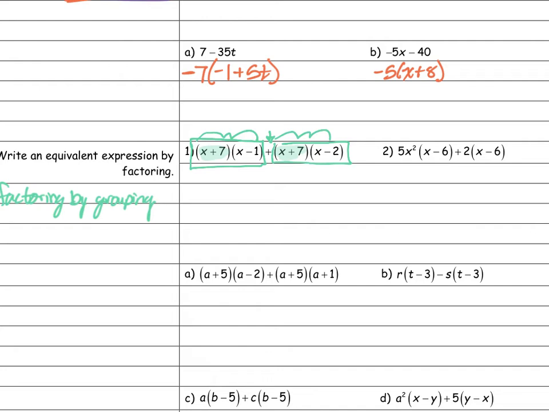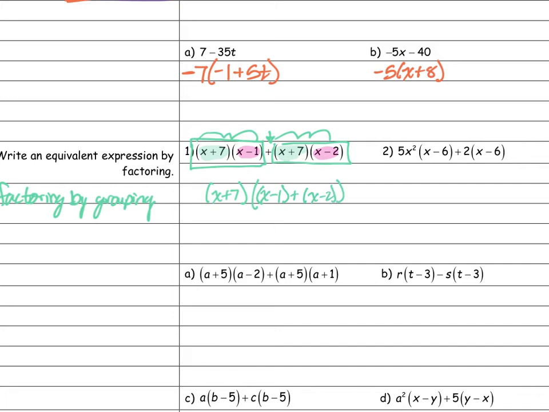So I want to find out what it has in common. And what it had in common was that x plus 7. So I'm going to factor out x plus 7. Okay, and what does that leave me with? Well, if I take an x plus 7 out of the first term, I get left with this part. This is what's left. And out of the second term, what's left is this. So I've got x minus 1, I'm going to put that in parentheses, plus x minus 2.